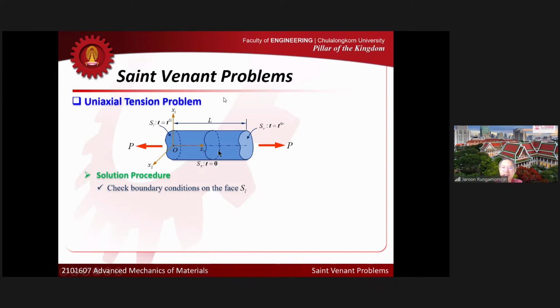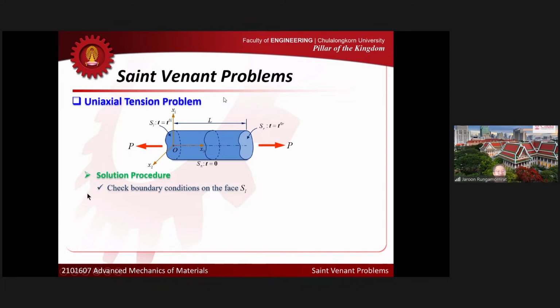But in this case, I will not force the traction condition directly. I will just simply look at the net force and net moment generated by the stress and generated by the prescribed traction. If we can verify that both of them are the same, then we can say that the boundary conditions at the left and right ends are satisfied. Okay, so I will look at the surface SL first.